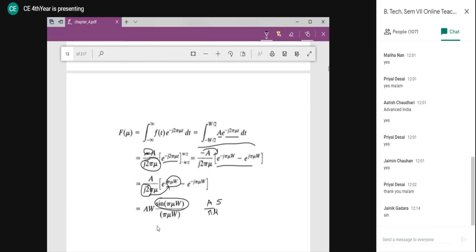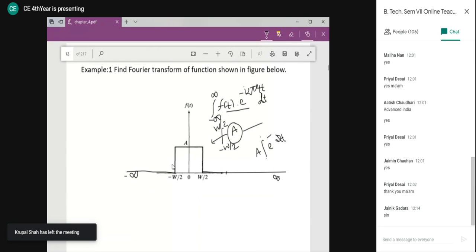Now, pi mu is in the denominator, and there is a sine term, and A is being multiplied. If I multiply and divide with the w, I get this. But someone may ask why I am interested in this. So what exactly did I obtain here? A sine term and the same theta in the denominator. So actually I obtained sine x by x, and the A w is multiplied with this. You can say it is the amplitude of the sine x by x.